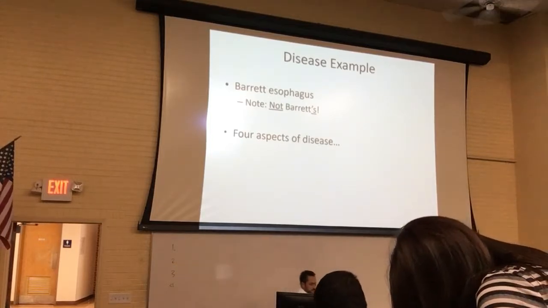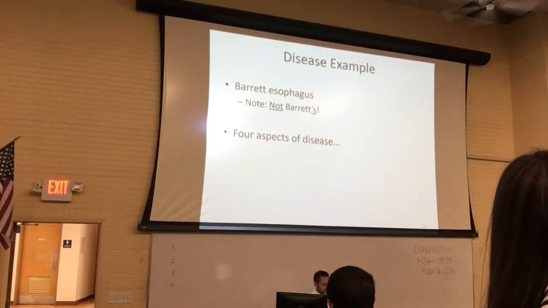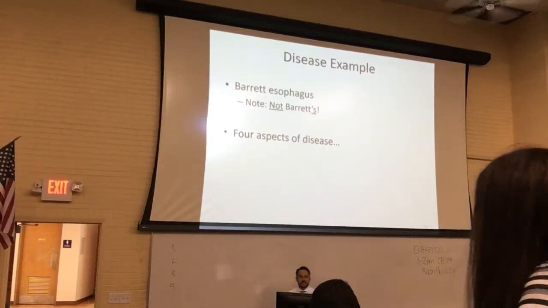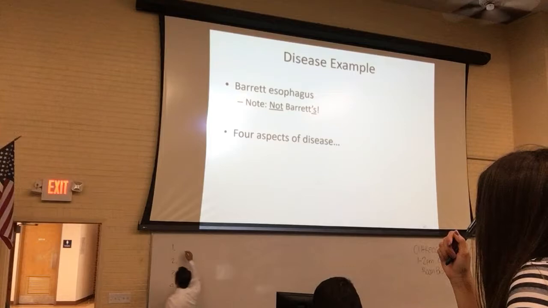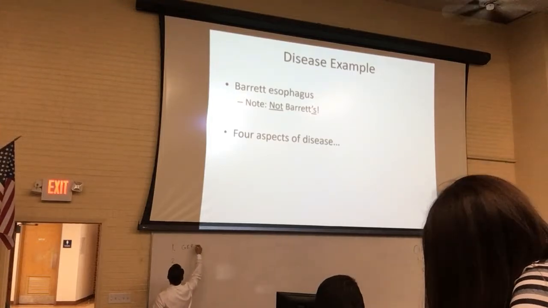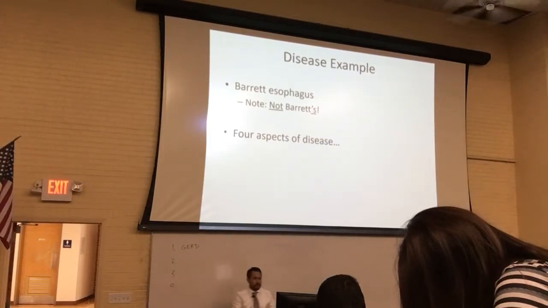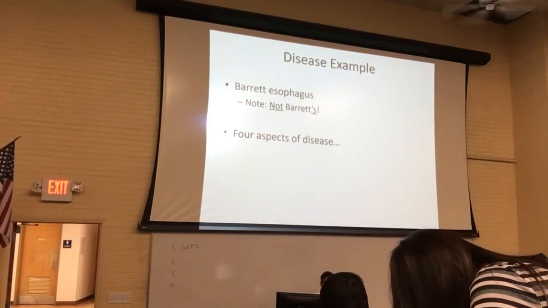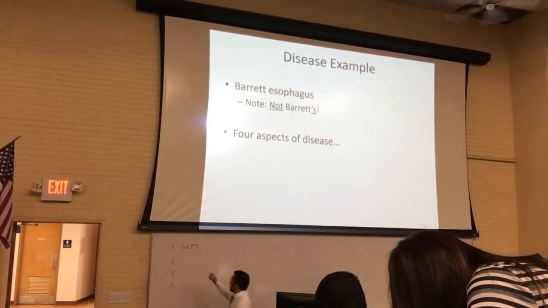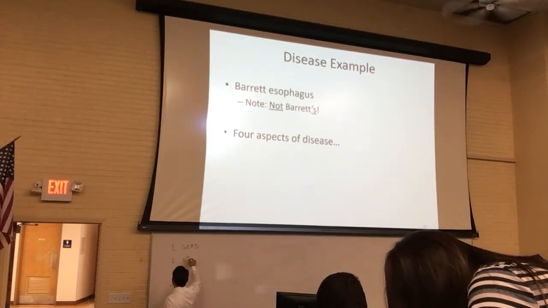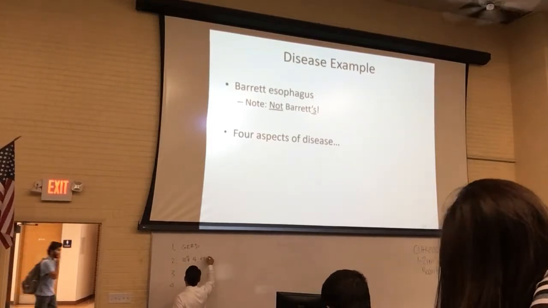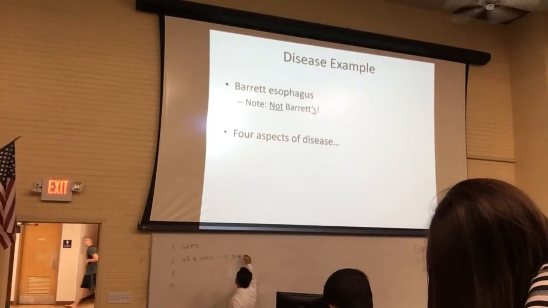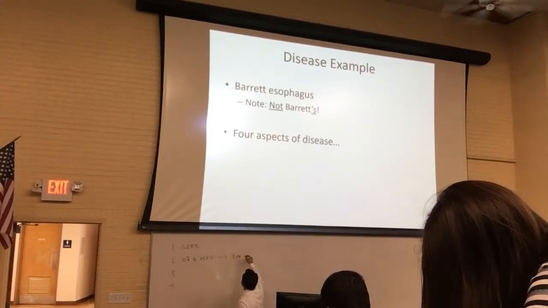All right, so four main aspects of the disease. Barrett esophagus. Number one, many of these patients suffer from gastroesophageal reflux disease, otherwise known as GERD. Gastroesophageal reflux disease. About 10% of these patients move on to Barrett. Is it two R's? Yeah.